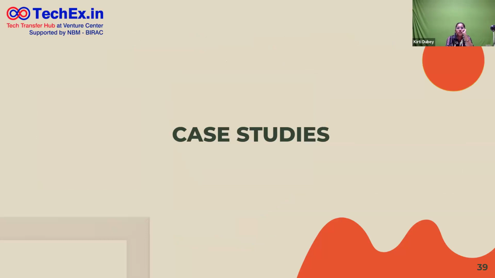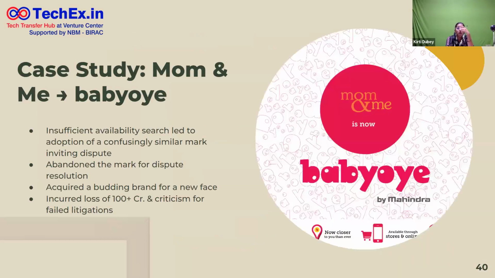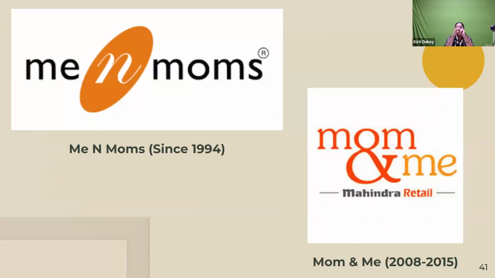Now, looking at case studies to take inspiration from, one of them would be how even smaller businesses can take on many big companies who are not really pertaining to the laws as suggested. So one of these case studies would be Mom and Me by Baby Oil. As you can see, Me and Moms was the trademark brand for mothers or parents, maternity clothes, and baby services and baby products, and they have been in the market since 1994.